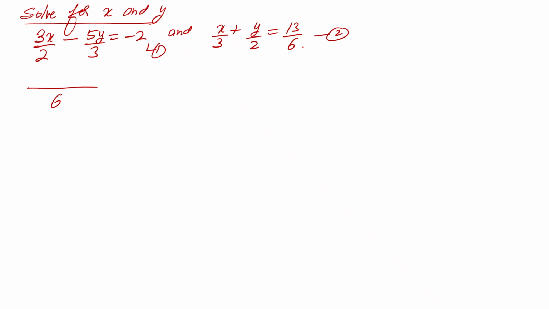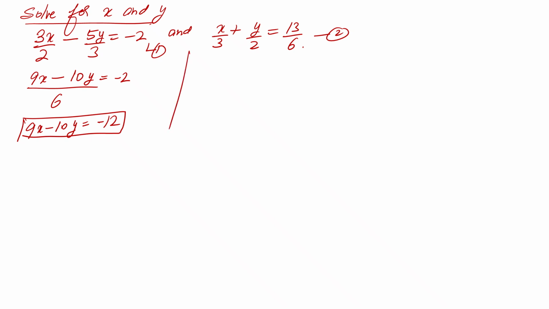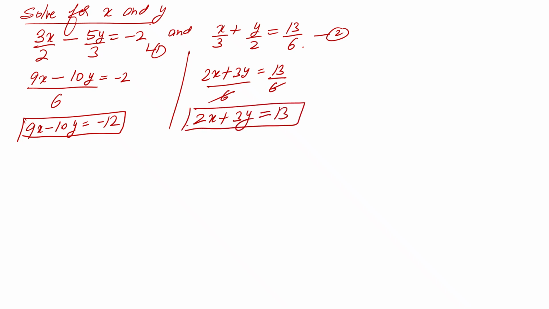6. 6 divided by 2 is 3, 3 threes are 9x minus 10y equals -2. From here the standard equation will be 9x minus 10y equals -12, right? And from here the equation will be, the LCM 6 came, this will be 2x plus 3y equals 13/6, 6 gets cancelled, so 2x plus 3y equals 13. These are the two equations. Let them be 3 and 4.